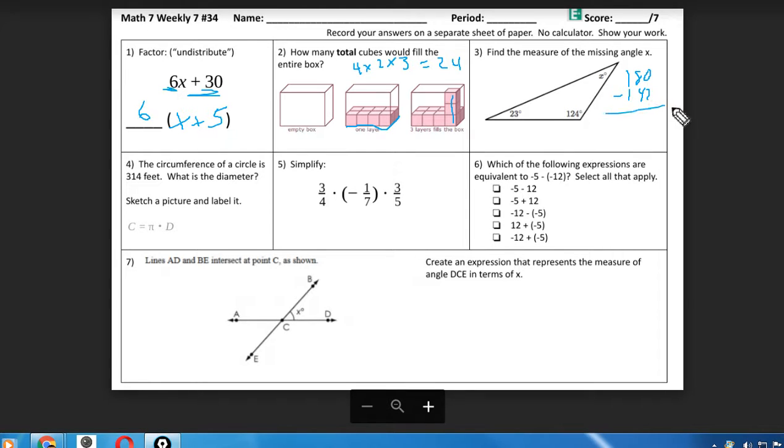So now we need to do a subtraction problem, and we need to do that 180 minus 147, and that's going to leave you with 33. So x equals 33.